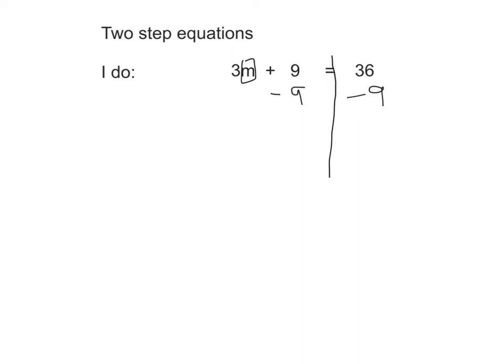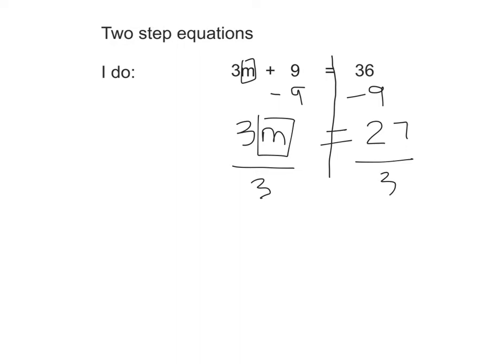Okay, so then on this side of the equation, I've got 3m plus 9 minus 9. This plus 9 minus 9 equals 0, so I'm just left with 3m. And that's equal to 36 minus 9 is 27. Now this will look familiar. This is a one-step equation because there's only multiplication, and I'm still going to box my variable and ask myself, what is happening to the variable? It's being multiplied by 3. What's the inverse of multiplying by 3? Dividing by 3. So on both sides of the equation, I'm going to divide by 3.